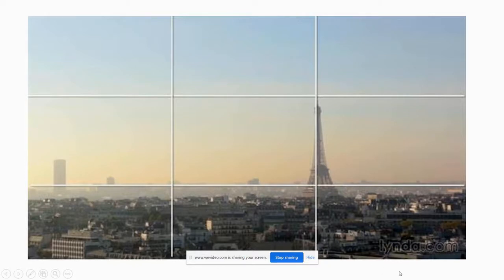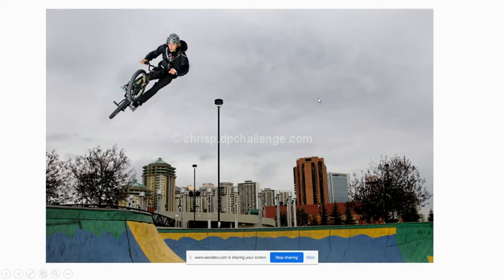Like this right here, where the horizon line is right at the bottom third, and then the top of the building there is at the top third. It's really easy. Even that biker right there is at that top 1/3 spot. You just want to put the objects in those corners. That's all you got to do.